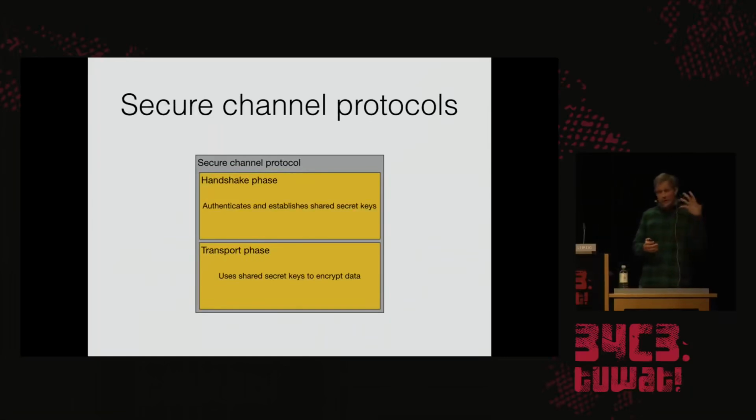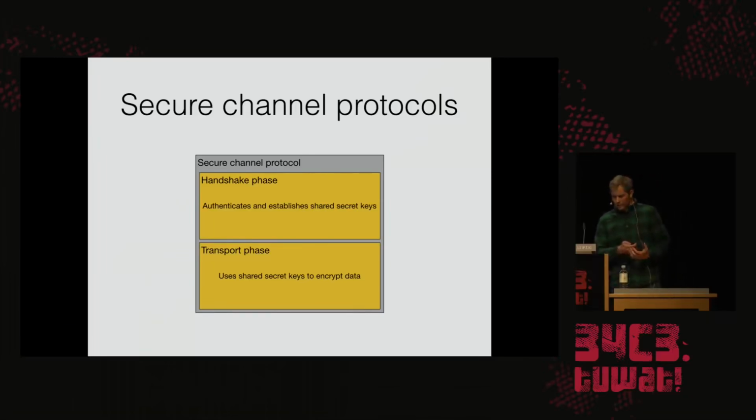They start with a handshake phase where parties send a few messages back and forth to get a shared secret key. Then they use the shared secret key for a transport phase of just doing bulk encryption. And the transport phase is a simple thing. It's pretty easy to just use shared keys to encrypt data back and forth, so I'm not going to say a lot more about it. The handshake phase is where all the excitement and the interesting things are.